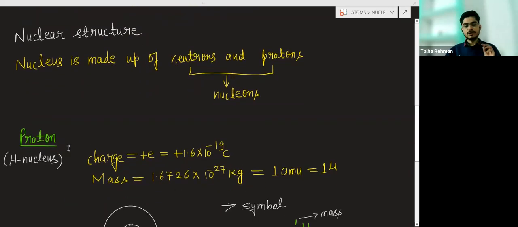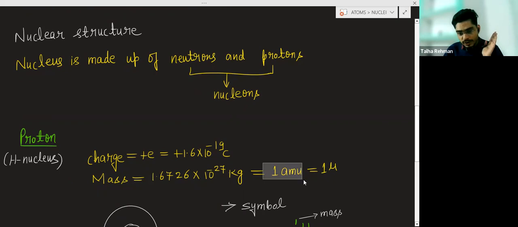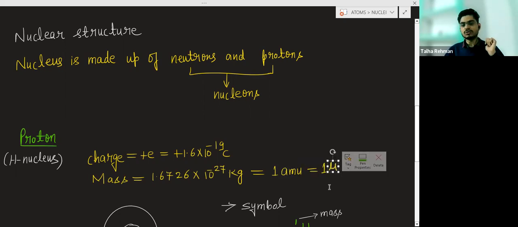Now what is a proton? The charge on a proton is the same in magnitude as the charge on an electron, but the charge on a proton is positive, that is plus 1.6 into 10 to the power minus 19 coulomb. Now the mass of one proton is 1.6726 into 10 to the power minus 27 kg, and this is also approximately equal to 1 AMU, atomic mass unit. AMU is the unit of atomic mass, you can say. And this 1 AMU can be represented by 1 u also.